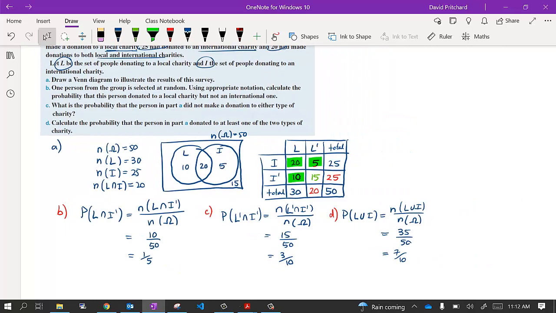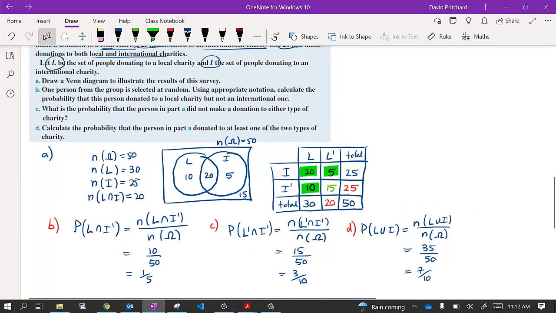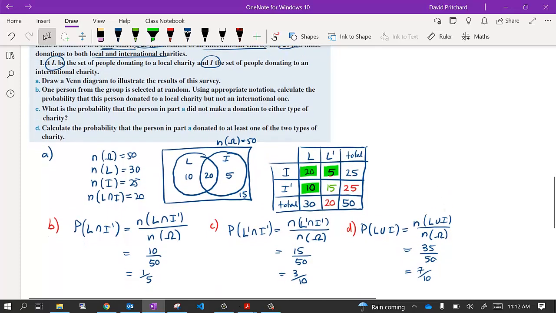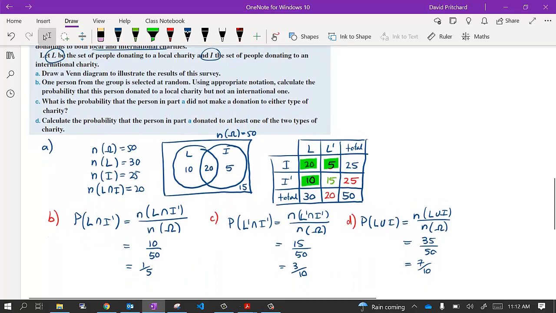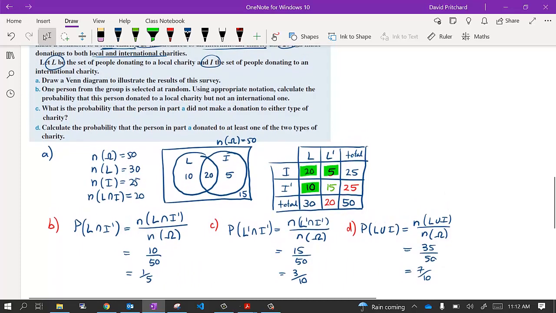Okay, so hopefully that makes sense. That's a quick application of using probabilities with Venn diagrams or two-way tables. And it's really just an adjustment. Instead of stating the number, we're dividing by the total sample space.